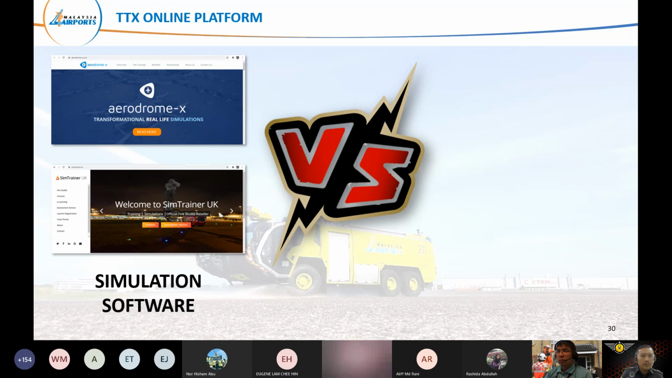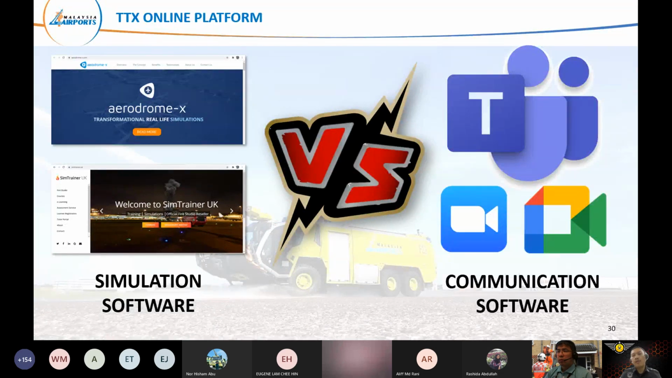We can also use communication software as the platform to organize this online tabletop exercise. We have Microsoft Teams, Google Meet, also Zoom. But in Malaysia Airports, since we are mainly using Microsoft Teams as our meeting platform, for this kind of tabletop exercise we are using Microsoft Teams as the platform.